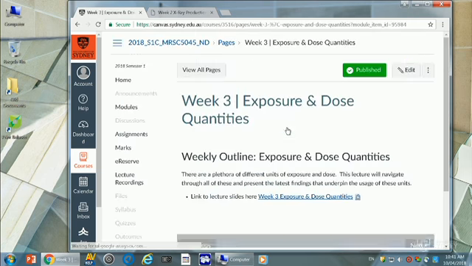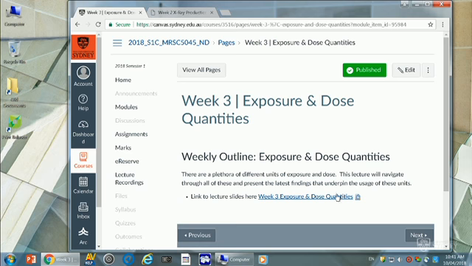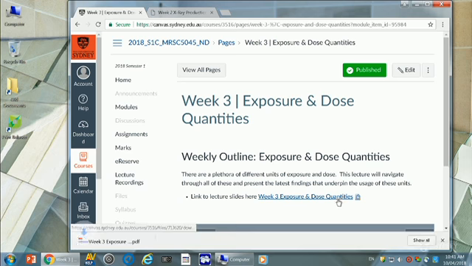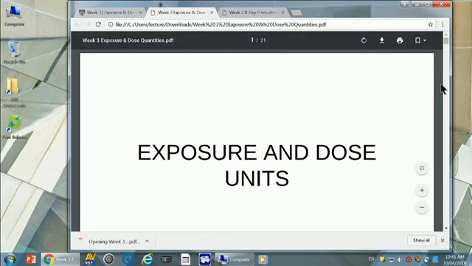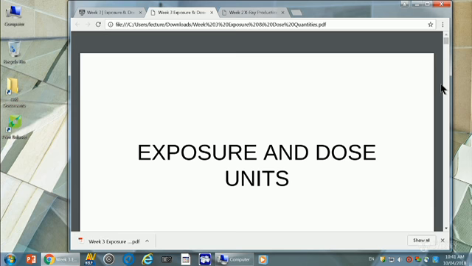So we're going to do this one, which is a bit of a dry subject, but it's important because it is so easy to be confused about different exposure and dose units because there are a plethora of them.